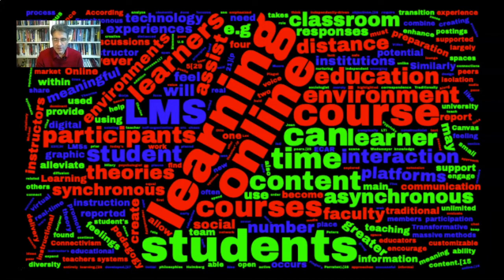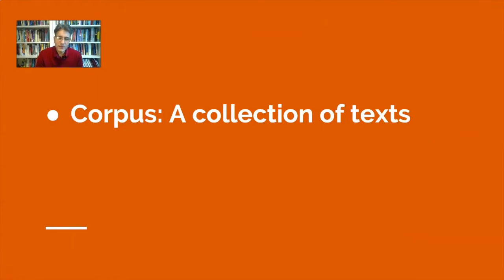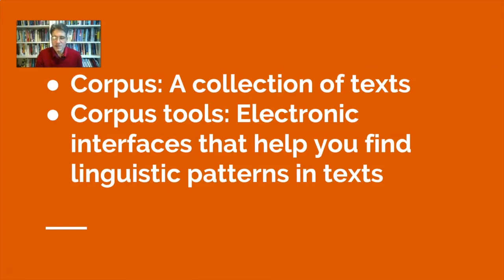And that's pretty much the basic idea behind the use of corpus tools. It's a lot to do with frequency. It's a lot to do with looking for patterns, especially frequency-driven patterns in the text. And very generally, the more volume of text you have, the more useful the information, although there are some caveats, which I'm going to talk about in a later video. A corpus therefore is basically a collection of texts, and corpus tools are electronic interfaces that help you find linguistic patterns in text.